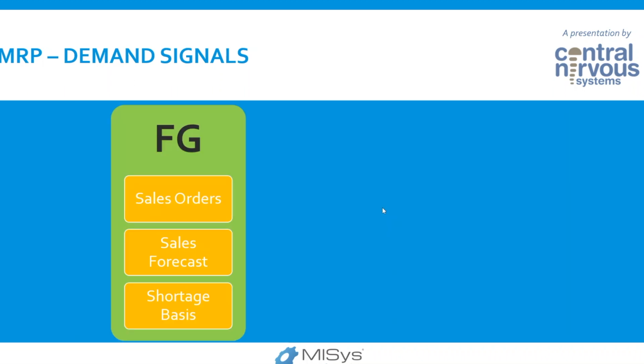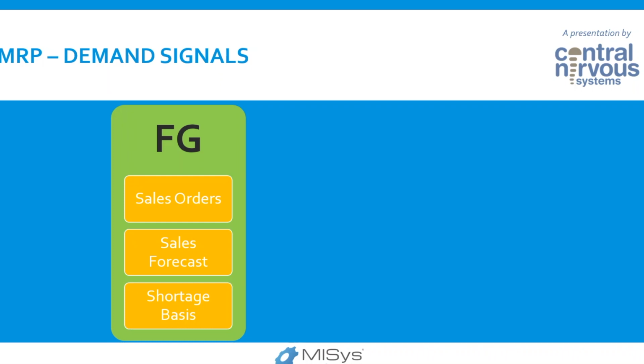So when we're talking about finished goods, the demand signal is really coming to us in three different forms. The first and most obvious is sales orders. These are orders that we receive from our customers, with a certain shipping date, and we enter them into our QuickBooks or Sage, whatever our accounting system is, and MISys is able to pull these orders in and create manufacturing orders against them. By the date that they're due to be shipped, the manufacturing order will be scheduled to be completed on that day.